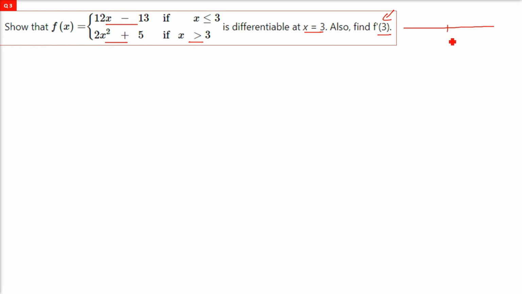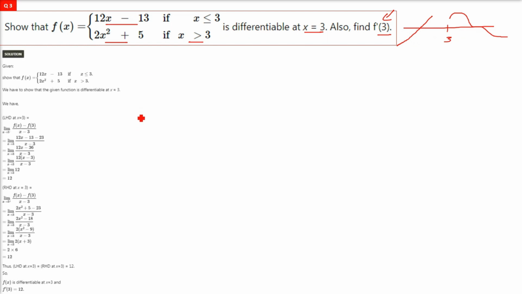So differentiability, continuity, all are related. So this is the point 3. Now before that value 3, the function will be simply 12x minus 13. So this is an equation of a line. You can make any line just to understand. And there will be 2x square plus 5. There is a function when x is greater than 3. So when you are below 3, you have to use the function 12x minus 13. When you are above, you have to use 2x square plus 5.